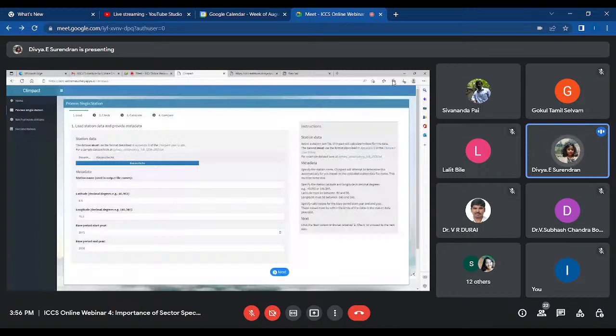That will be the period considered for that particular analysis, calculated in very few seconds. So here I am giving 1971 to 2000 only.